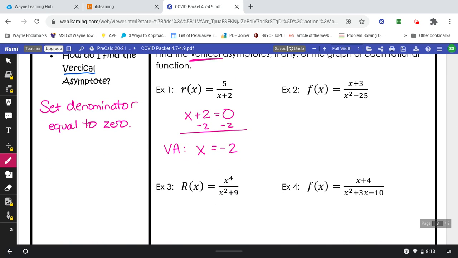Okay, so example number 2, I'm going to take my denominator, set it equal to 0. What do I do with the numerator? Nothing. You could ignore that for now. We'll use it later on. Add 25 to both sides. And then I can square root. When I square root a positive number, I get plus and minus 5. So this is actually 2 lines. One is at positive 5 and one is at negative 5.